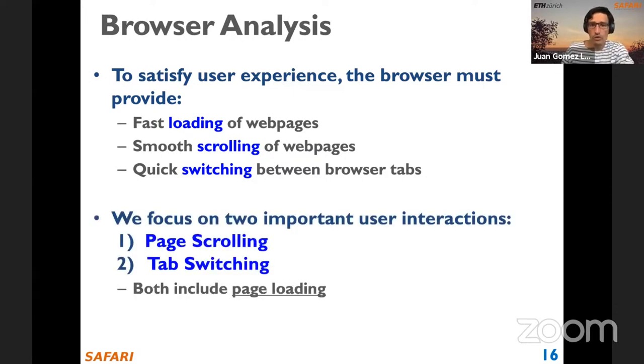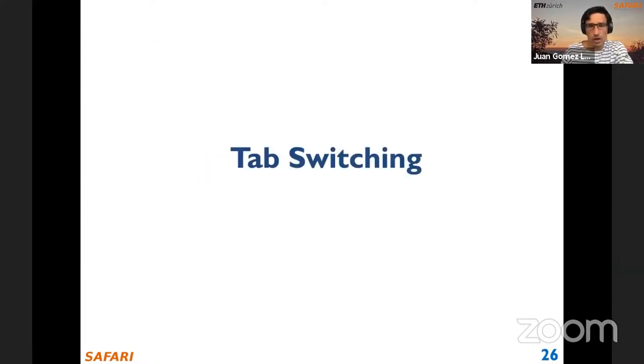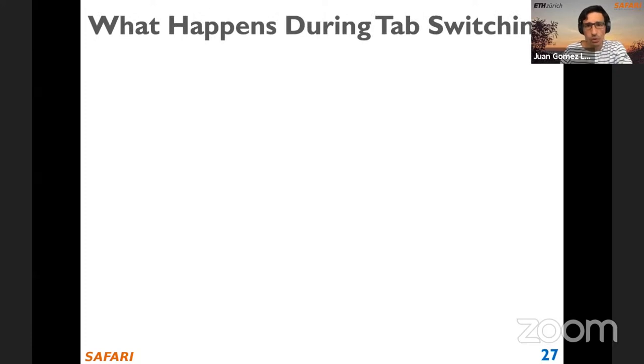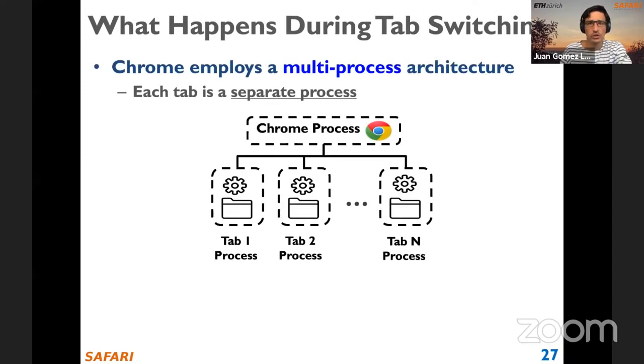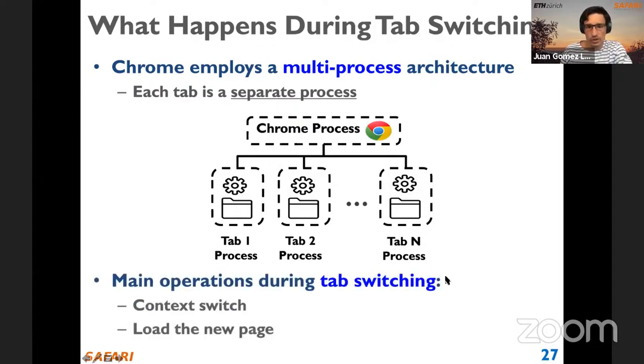And we are going to focus from now on two important user interactions. The first one is page scrolling. The second one is tab switching. Both include page loading. Let's first talk about tab switching. What happens during tab switching? In Chrome, we have a multi-process architecture and each tab is a separate process. So when we have N tabs open in our Chrome browser, in reality, we have N different processes.